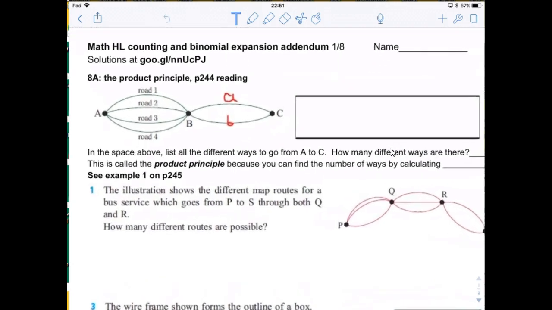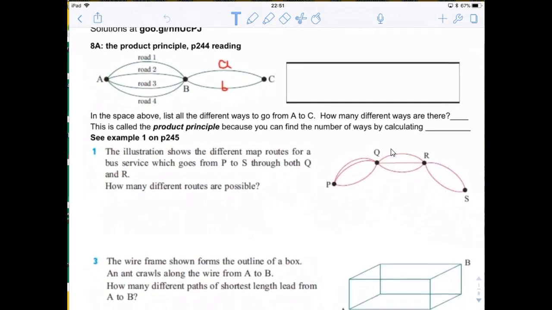First, we're going to talk about the product principle, which is an arithmetic method of finding all the different ways of completing a task. In this case, we have a road trip from point A to point C via point B. There are 4 roads to choose from between A and B, and 2 roads to choose from between B and C. We'd like to figure out all the different ways we could go from A to C via B using these roads.